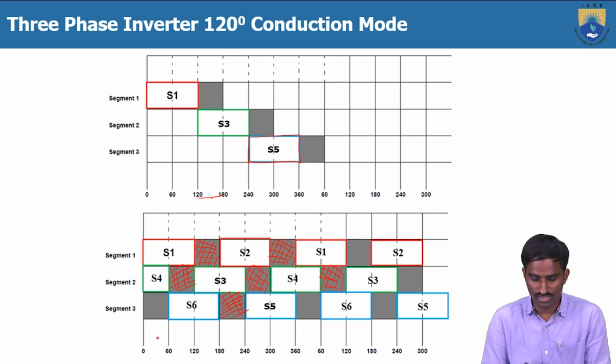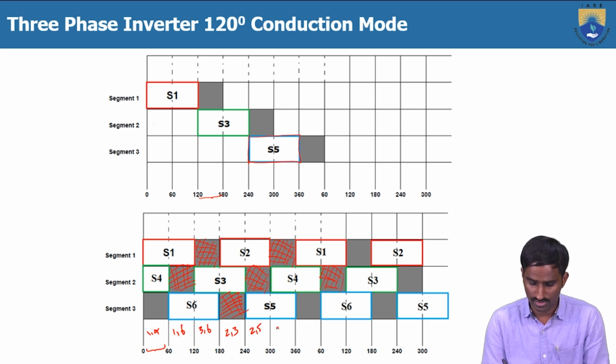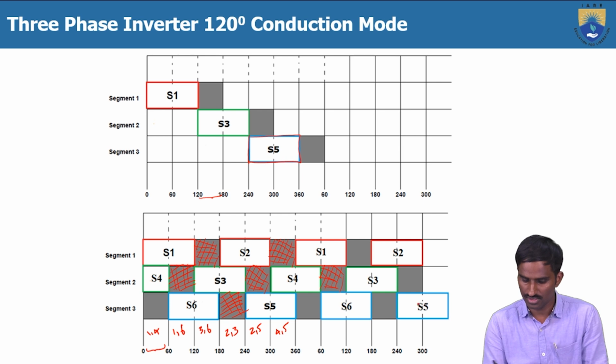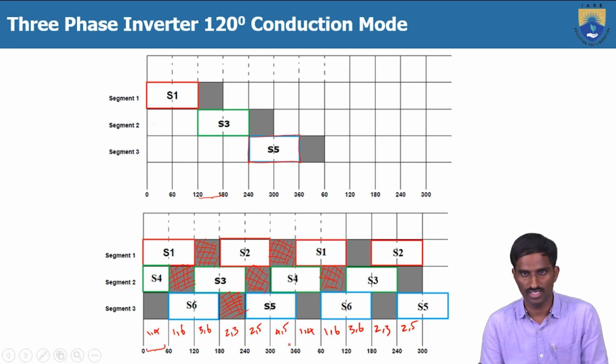Now, as you can see, during 0 to 60, which switches are conducting? Only 2, because in 180 degrees there are 3. This is also one of the advantages. Here it is 1, 4, and here it is 1, 6, and here it is 3, 6, and here it is 2, 3, and here it is 2, 5, and here it is 4, 5. Again, the same thing will repeat: 1, 4, 1, 6, 3, 6, 2, 3, and 2, 5. So we have to make sure up to 360 degrees, and after 360 it will repeat again anyway.